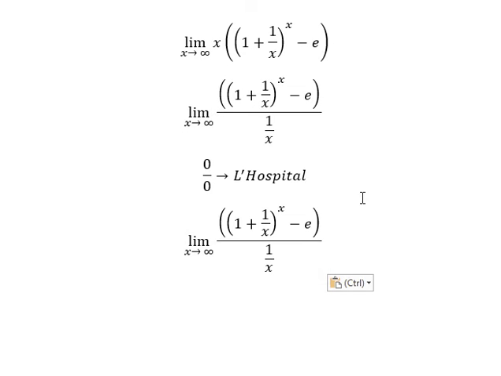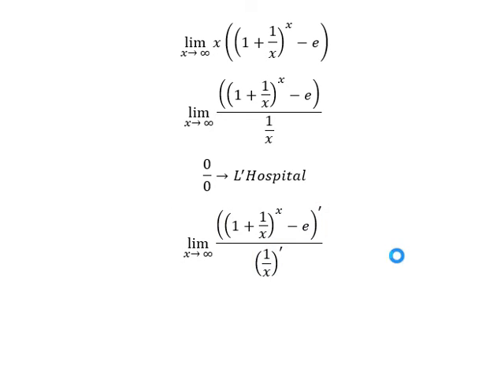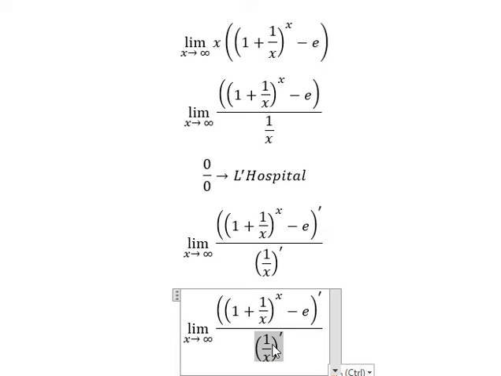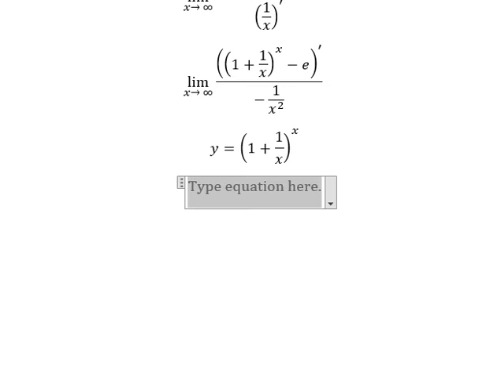That means we need to do first derivative on numerator and denominator. So this one we have negative 1 over s squared. Now I will show you the technique how to find first derivative of this one. Next, we need to do ln for both sides, that is natural log.